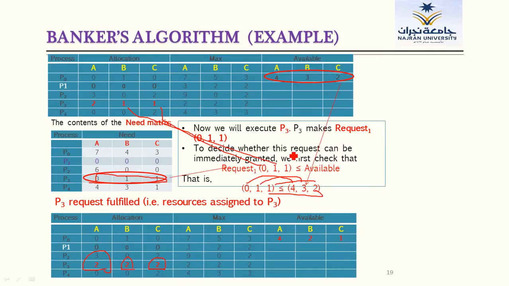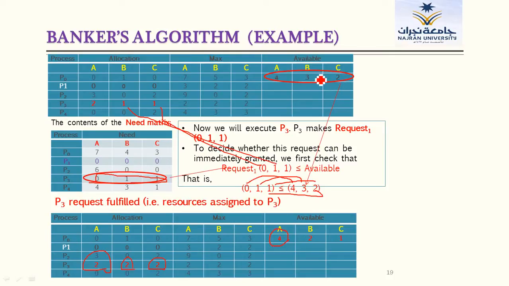Now we have given these resources: 0 instance of A, 1 instance of B and 1 instance of C. These instances will be deleted from the available. So what is available? Before, we had 4 instances of A, and he requested 0 instances, so there will be no change. 4 minus 0 is again 4.